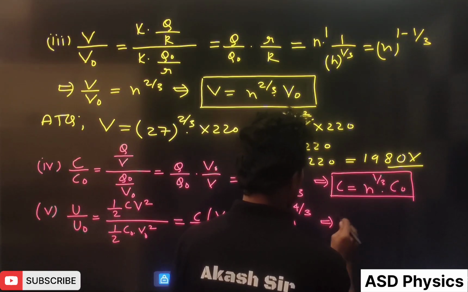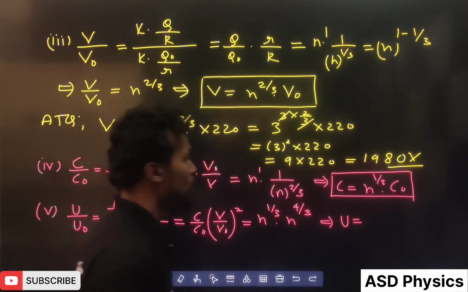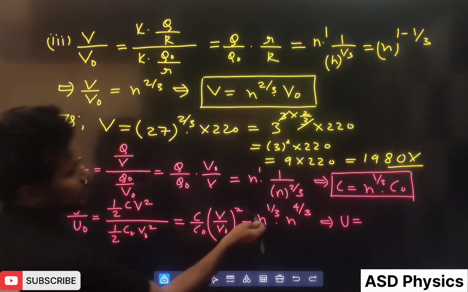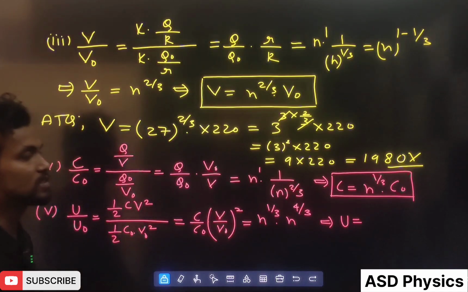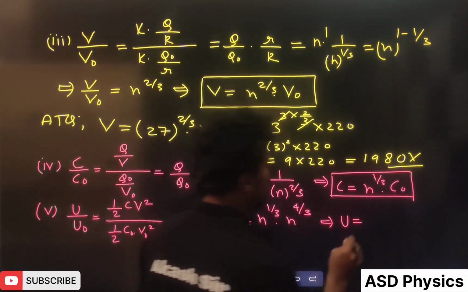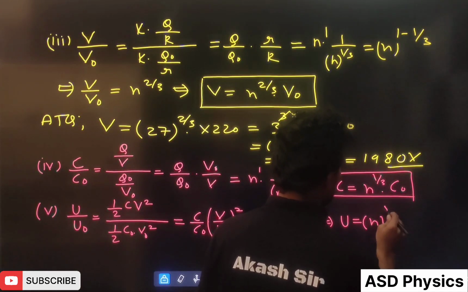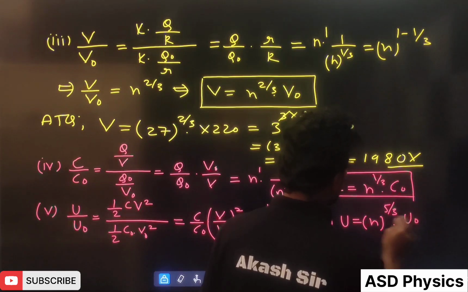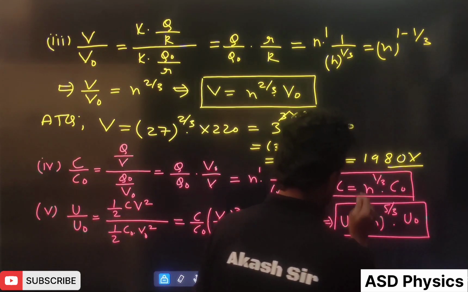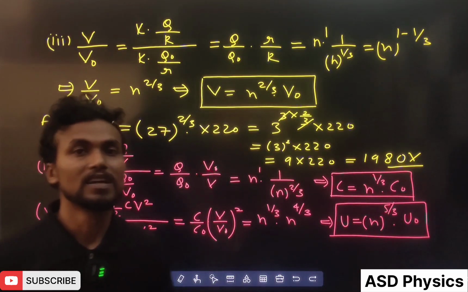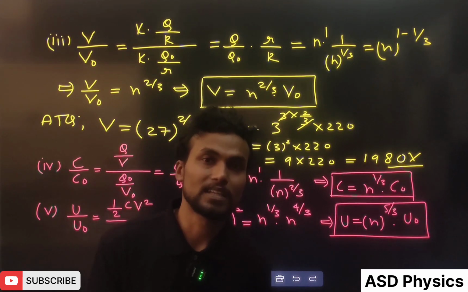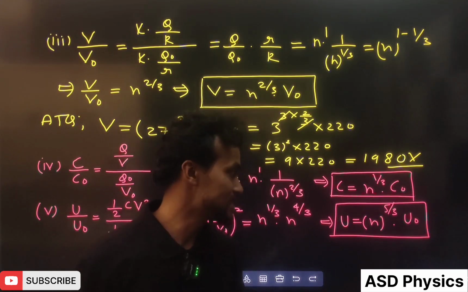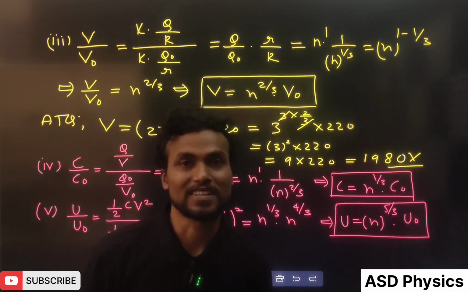So U equals n to the power 1 by 3 plus 4 by 3, which is 1 plus 4, 5. That means n to the power 5 by 3 into U naught. Anything can be asked in a question. Like in a question they may ask potential, they may ask capacitance, they may even ask energy. Keep studying, students.